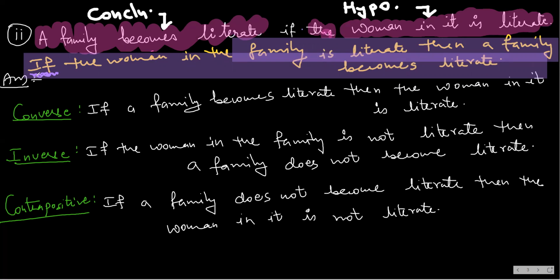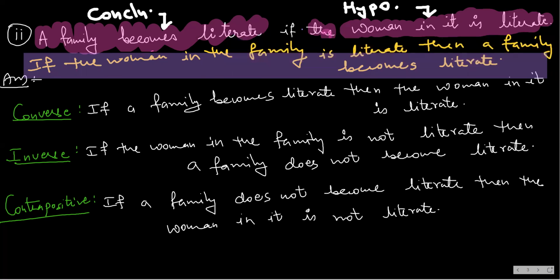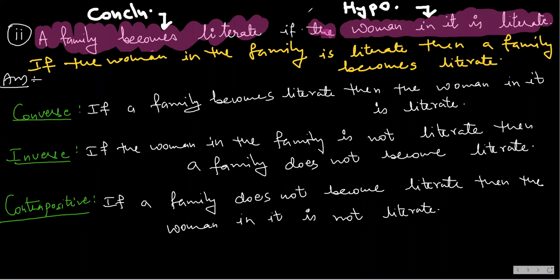So I have written if in the beginning and after that, then. Now you notice that this part is P for me, and this part is Q for me. So now I will write the converse. What will be converse? In converse, you will write Q implies P. So if a family becomes literate, then woman in it is literate. You understand? So this is another simple way of writing the answer I taught you.